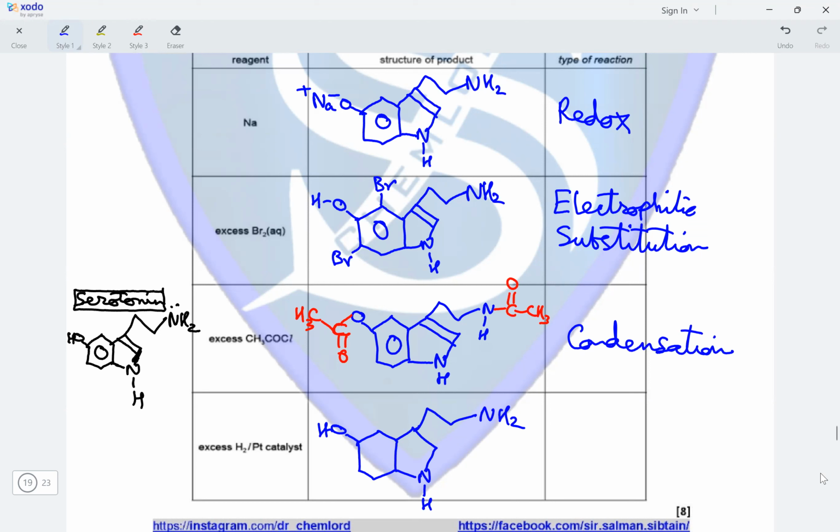So this is the product when excess hydrogen is reacted with platinum as a catalyst, and this reaction is known as hydrogenation.